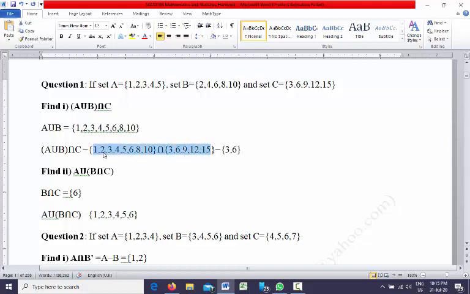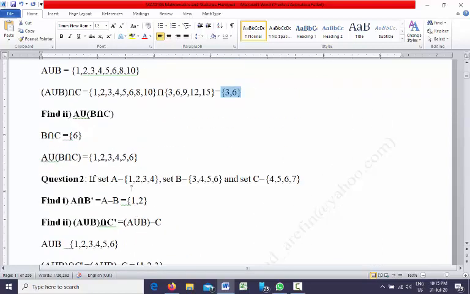So what are the things common? 1 and 2 are not there in set C. 3 is common, we can see that 3 is here and 3 is also there. Now 6 is here and 6 is also there. So 6 is common. 3 and 6 are common. So this is the answer.